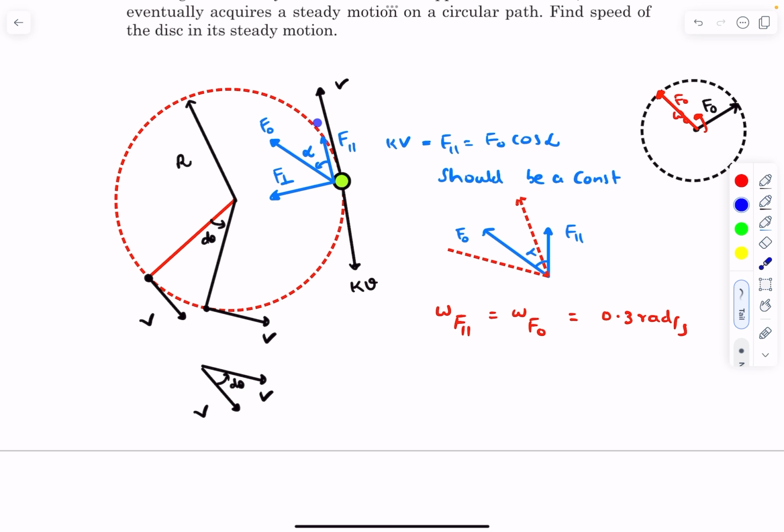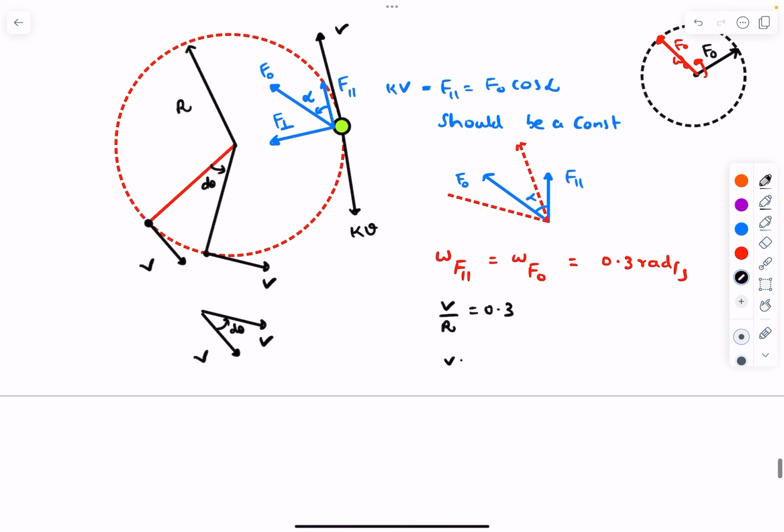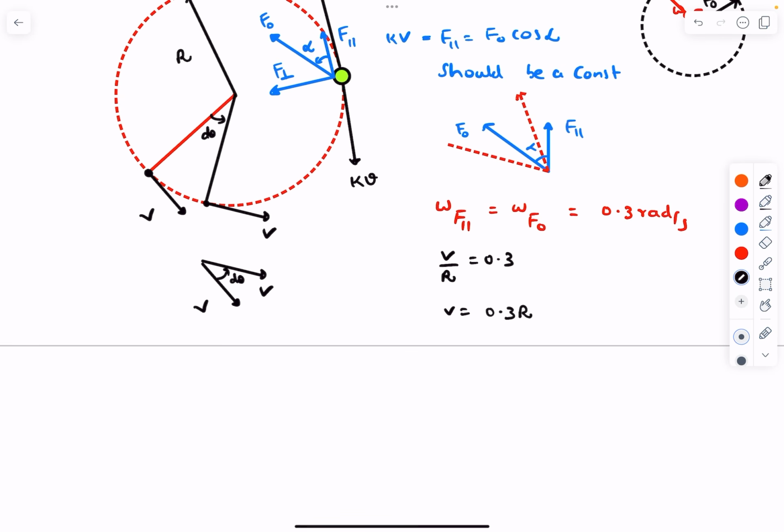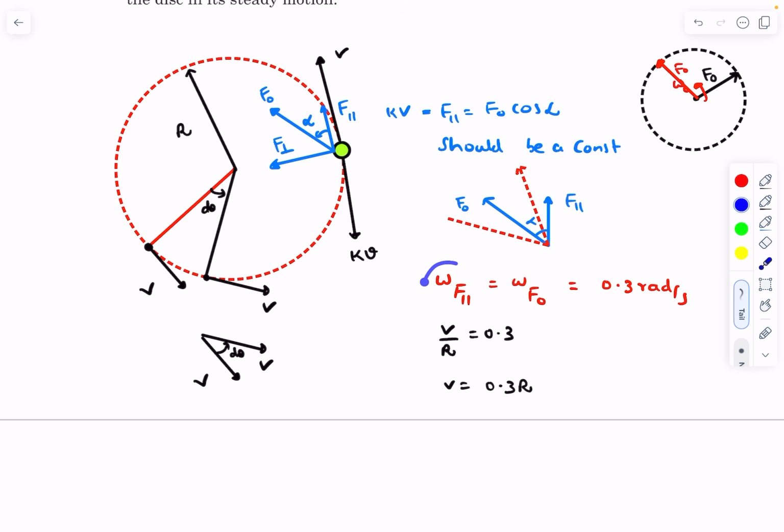So basically the rate of change of angle of the velocity vector is the same as the omega of the circular motion, which is d theta by dt. And the omega of the circular motion, we know, is equal to the velocity divided by the radius, right? So from here we get v equals 0.3 times capital R. So once again, the omega of f parallel, in short, is just about the tangential direction. We want to figure out what is d theta by dt for the velocity vector or the tangential direction, and that is just the omega of the circular motion.